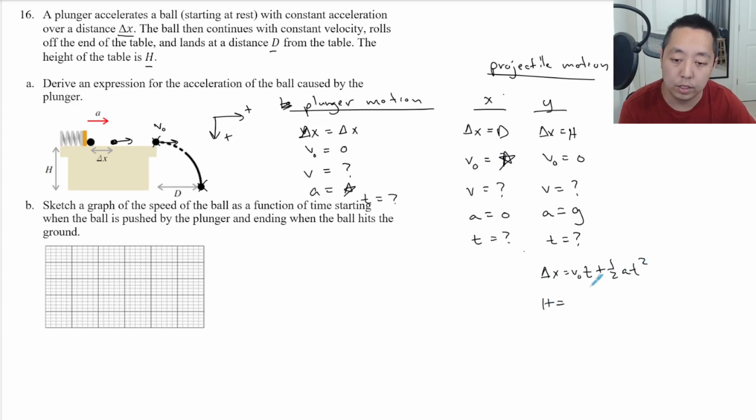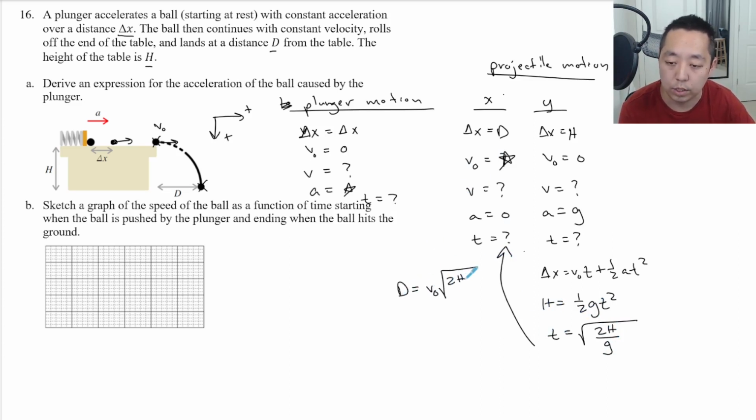Here I have h, this is 0, equals 1/2 g t squared. So t is equal to root 2h over g, right? Times 2 divided by g, and then take the square root. Plug that into there, and here we would have d is equal to v0 times root 2h over g. Dividing that to the other side, v0 would equal d over root 2h over g, which you could also write as d times the root of g over 2h. Just take the reciprocal. So that goes into right here, d root g over 2h.